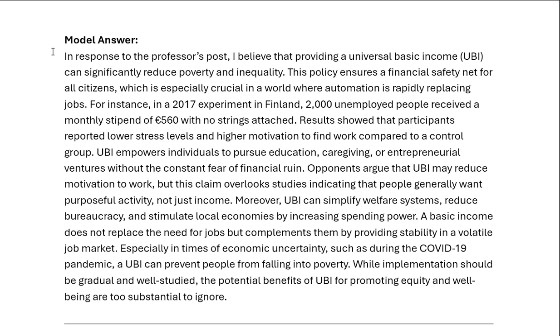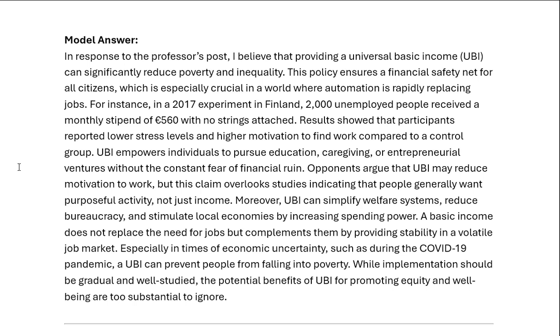Results showed that participants reported lower stress levels and higher motivation to find work compared to a control group. UBI empowers individuals to pursue education, caregiving, or entrepreneurial ventures without the constant fear of financial ruin. Opponents argue that UBI may reduce motivation to work, but this claim overlooks studies indicating that people generally want purposeful activity, not just income. Moreover, UBI can simplify welfare systems, reduce bureaucracy, and stimulate local economies by increasing spending power.